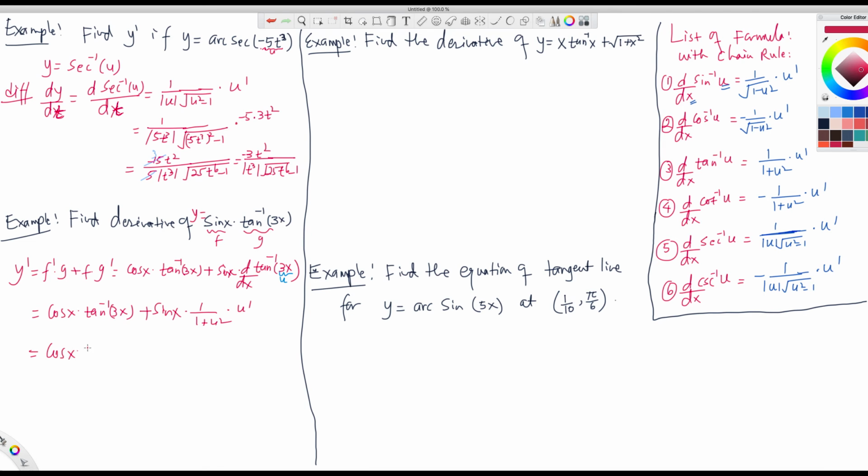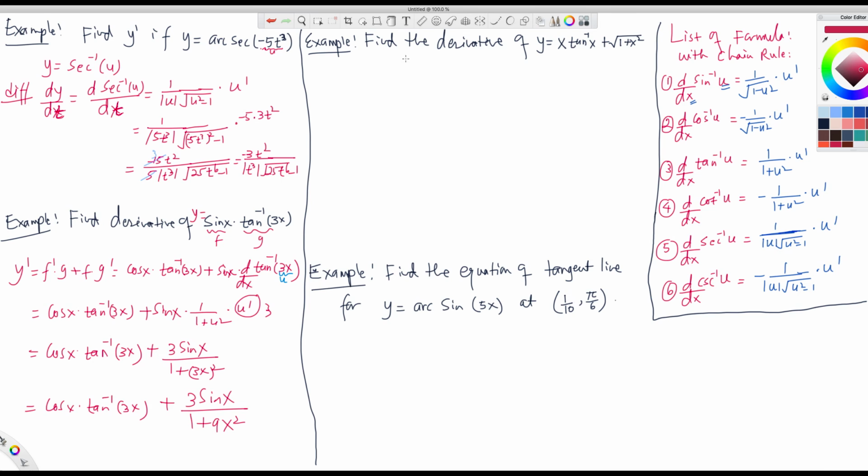Now let's plug in those values. Cosine of x times tangent inverse 3x, right? Plus sine x, and u prime is 3, because u is 3x, so u prime will be 3. So 3 sine x divided by 1 plus 3x squared, right? You see that? So your final answer will be cosine of x times tangent inverse 3x plus 3 sine x divided by 1 plus 9x squared. This is the final answer.